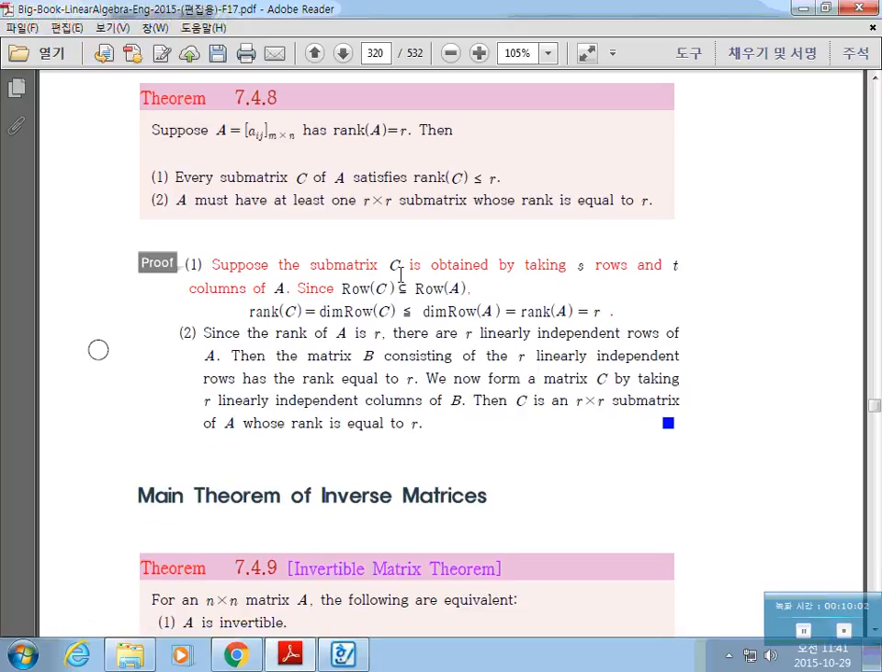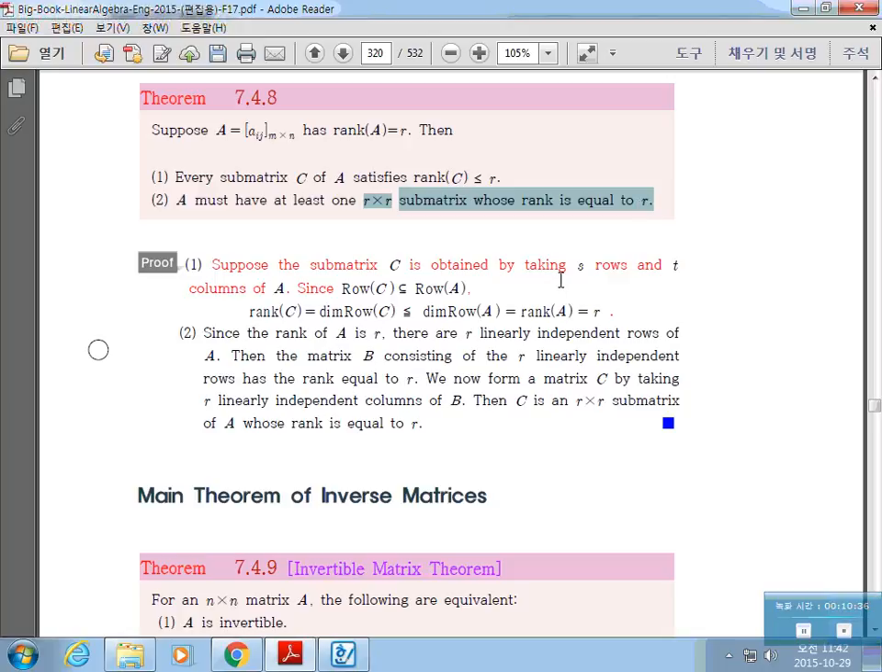Okay. Theorem 8. Suppose an n by n matrix A has rank R, then every submatrix C of A satisfies this: the rank of C is less than or equal to the rank of A. So the rank of a submatrix cannot exceed the rank of the full matrix. Second, matrix A must have at least one R by R submatrix whose rank is equal to R. Okay, these are two facts.